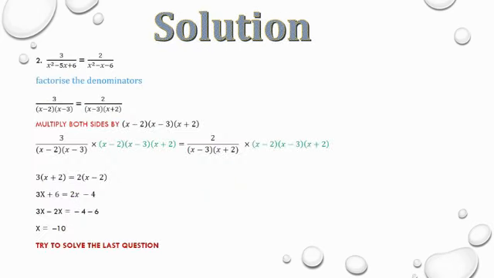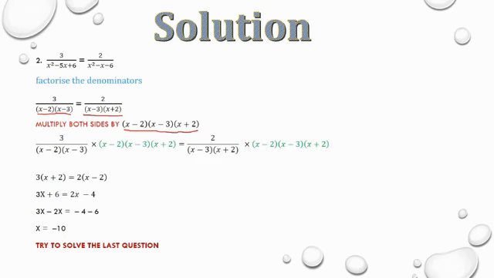So on question 2, we've got the equation 3 over x squared minus 5x plus 6 being equal to 2 over x squared minus x minus 6. So we first factorize the denominators. So it will be 3 over (x minus 2)(x minus 3) being equal to 2 over (x minus 3)(x plus 2). In this case, both our denominators were quadratic expressions, so we first factorized them. So the LCM of the denominators in this case is (x minus 2)(x minus 3)(x plus 2).